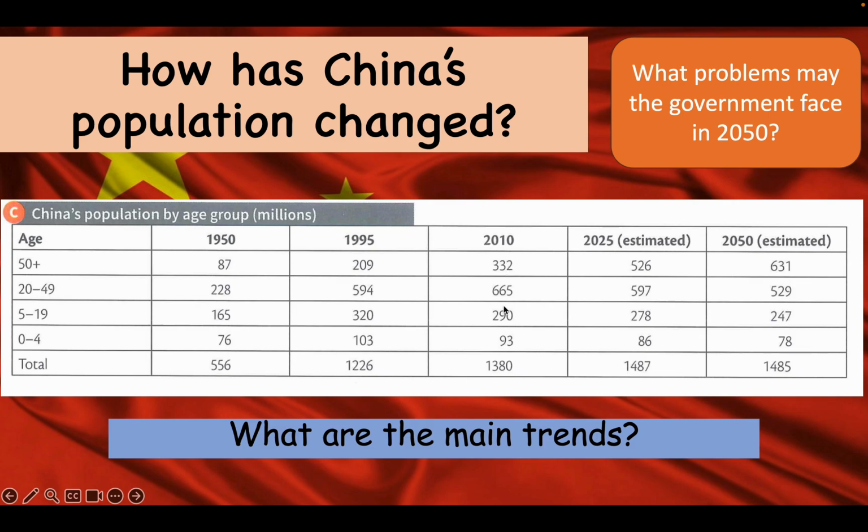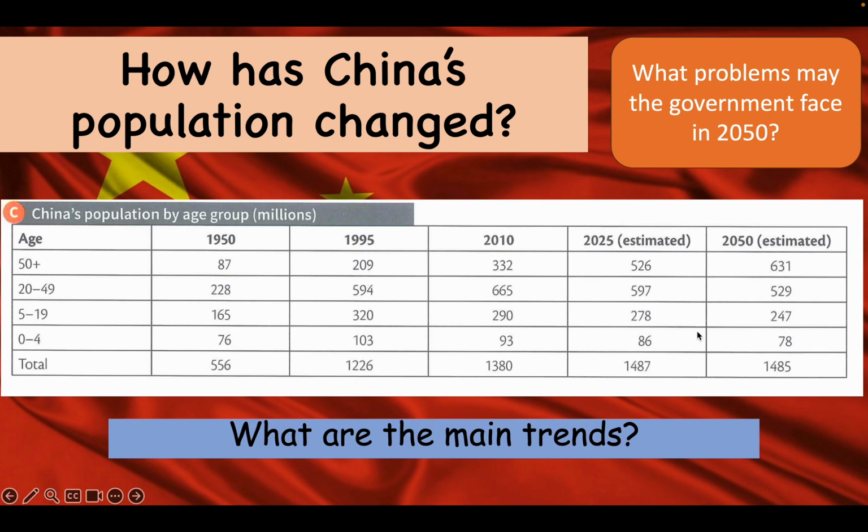2010 is towards the end of the policy, so you can clearly see it's had an effect. It's reduced the number of 0 to 4-year-olds, for example, as well as 5 to 19. It was largely successful in that regard, and we're going to look at in what ways it was successful, using more accurate data.